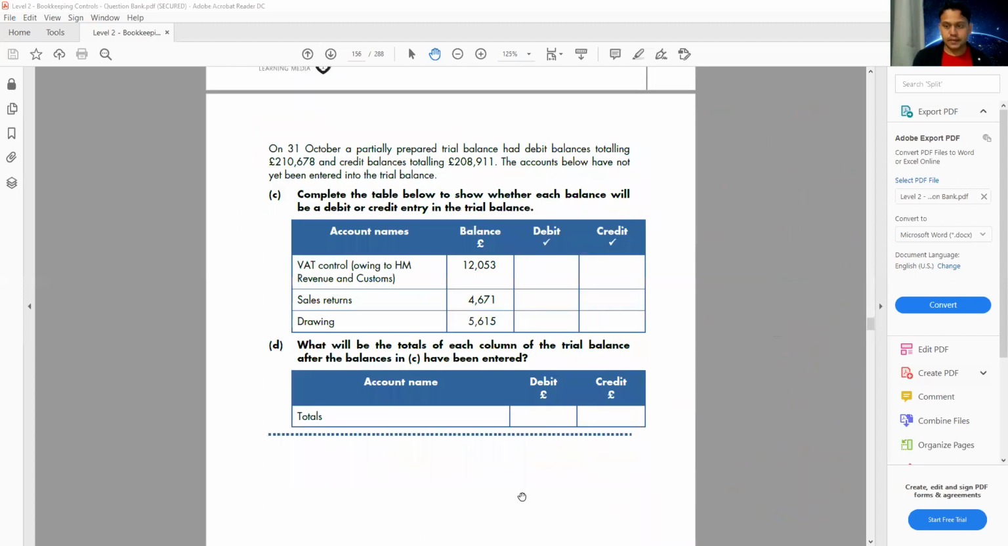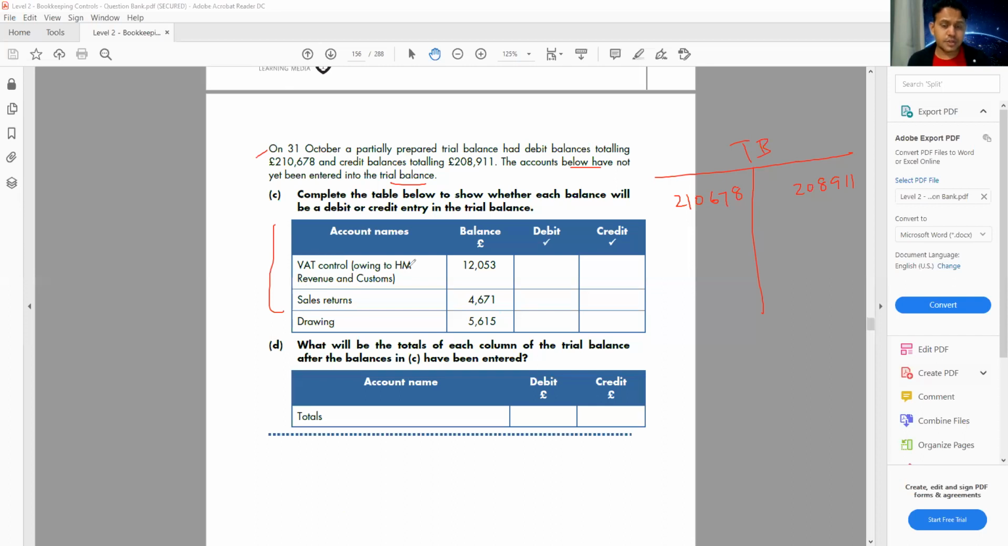Okay, so we have the last question here. It says, on 31st of October, a partially prepared trial balance had been balanced, totaling debit balance 210,678, and the credit balance is 208,911. Okay, this is the trial balance. The accounts below have not been entered in the trial balance yet. They're asking us to report. Okay, we know how to do it. Let's do that.